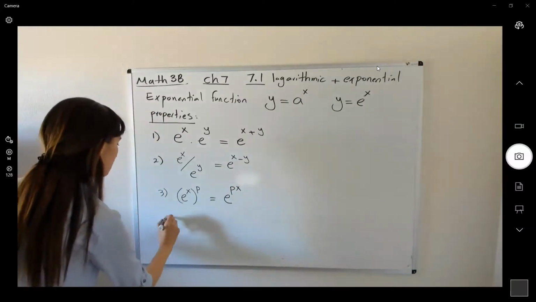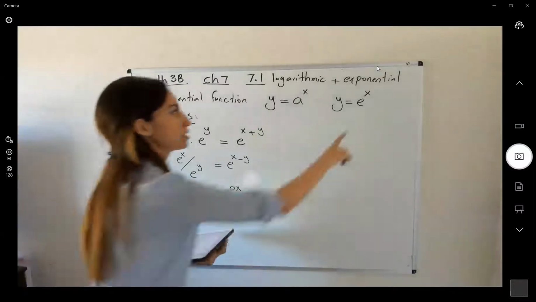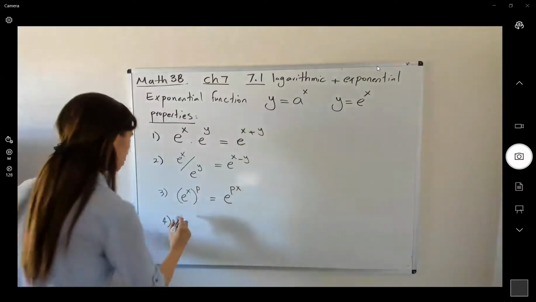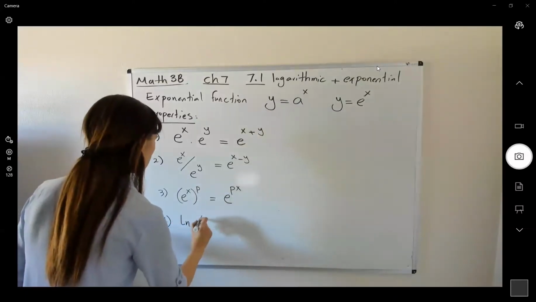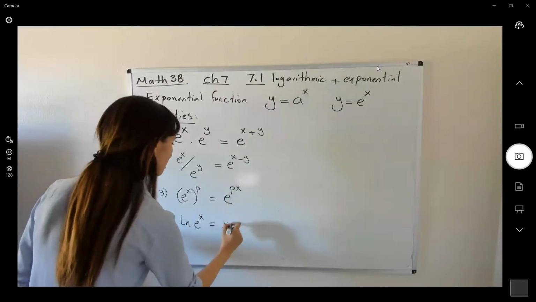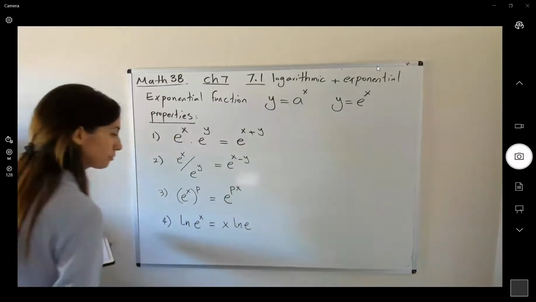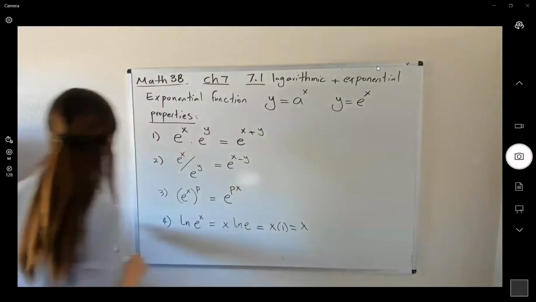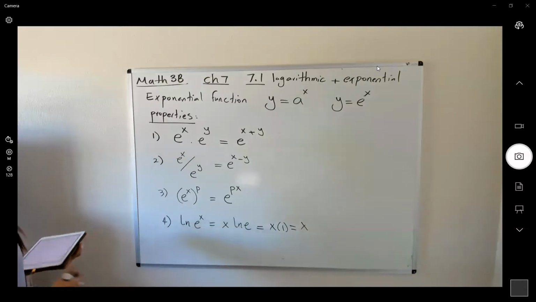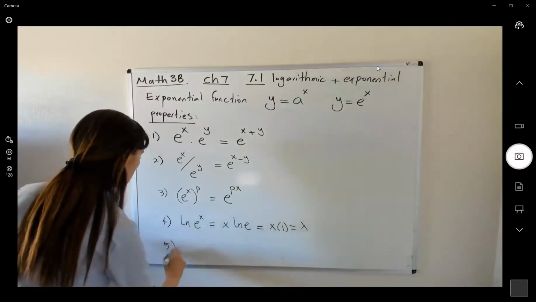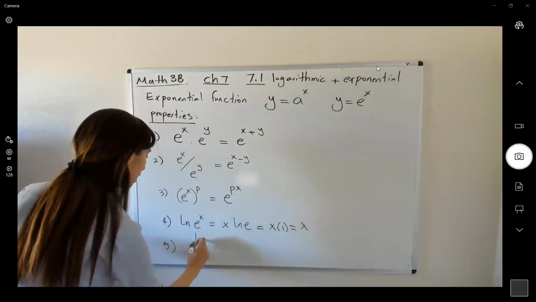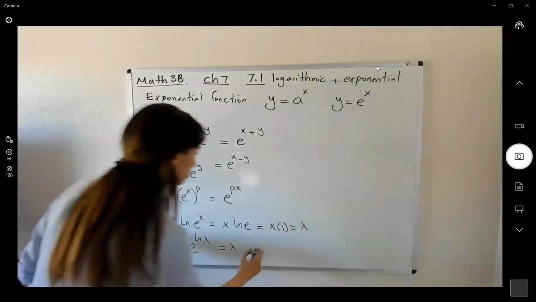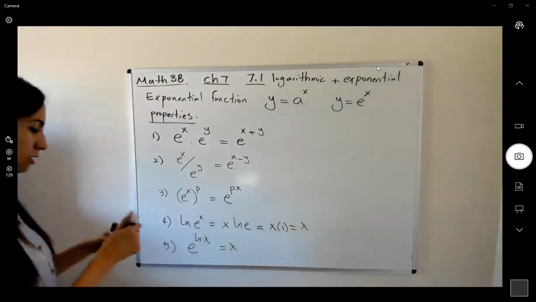ln and exponential function, the Napier base, they cancel out each other because they are inverse of each other. So ln of e to the x, which is equal to x times ln of e, is equal to x times 1, or just x. At the same time, if you raise e to ln of x, the outcome is also x, and note that your x must be positive.